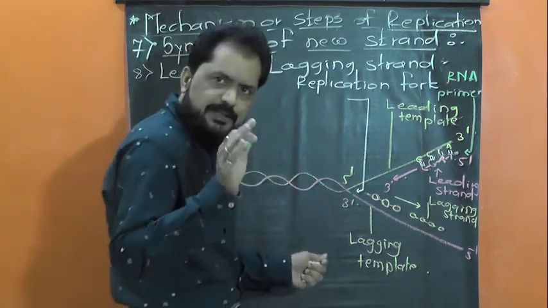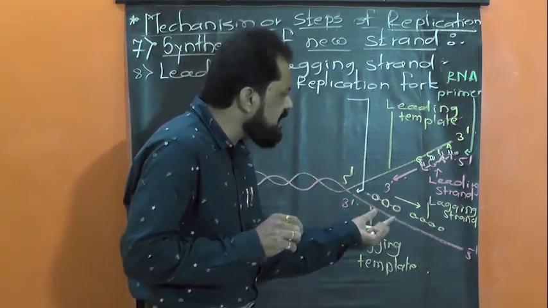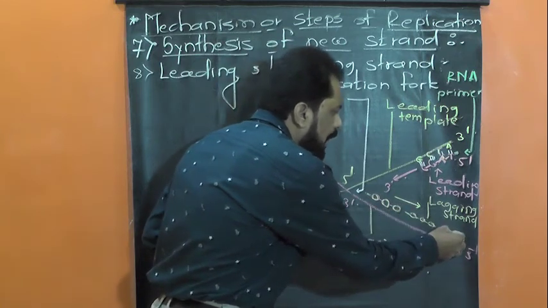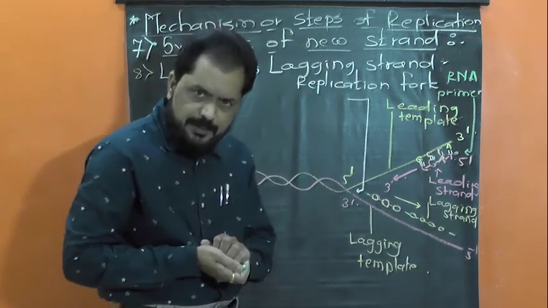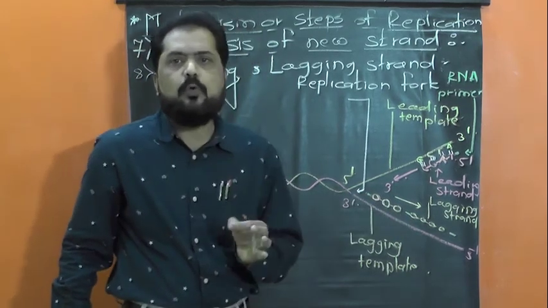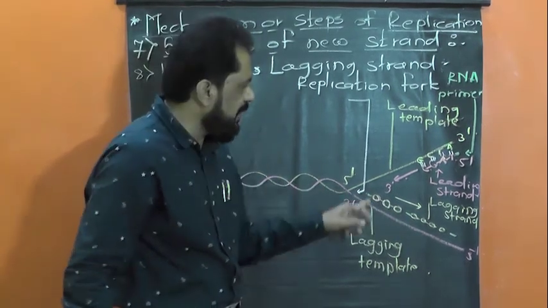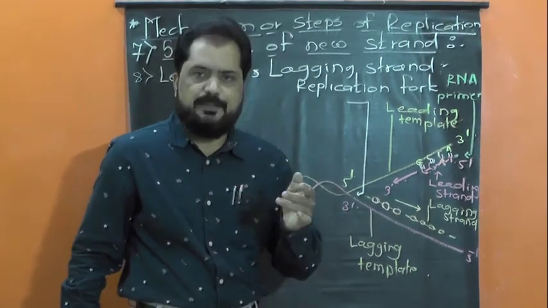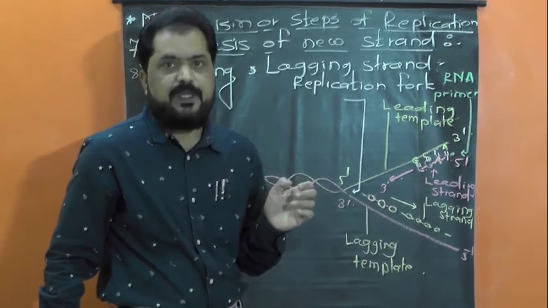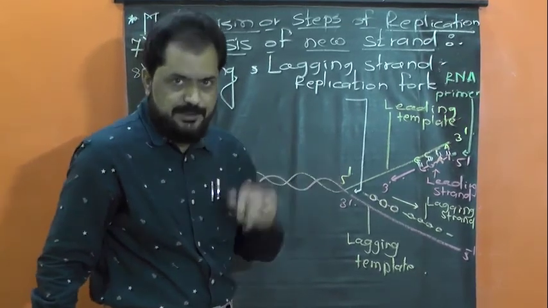Now here for the synthesis of each segment of lagging strand, it always requires new RNA primer, and these fragments of lagging strands are called Okazaki fragments. Of course, this name is given after scientist Okazaki.